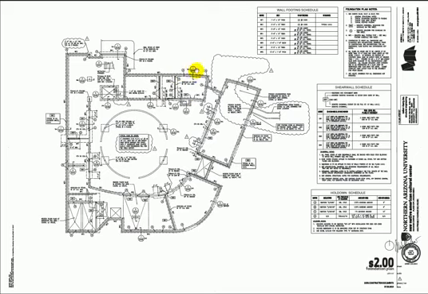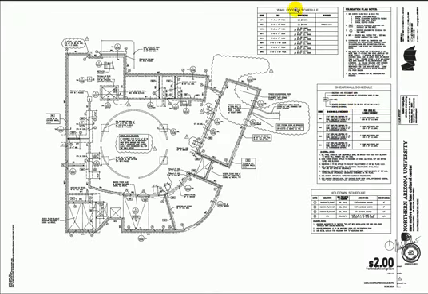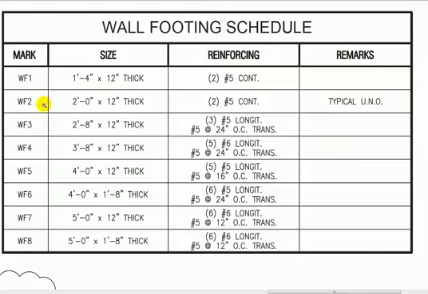So we were looking at S300. So let's jump into this little area here. This tells me it's wall footing number 2 is running along here. So I'd have to find a schedule with wall footing number 2 on it. And what I see over here is the wall footing schedule. So let's jump over here. So wall footing 2, 2 feet wide, 12 inches thick. It has 2 number 5 bars continuous.